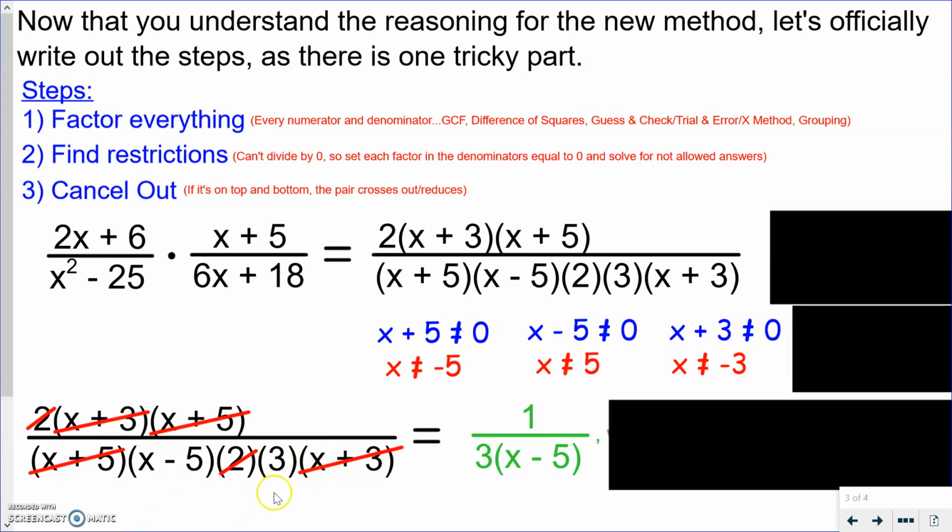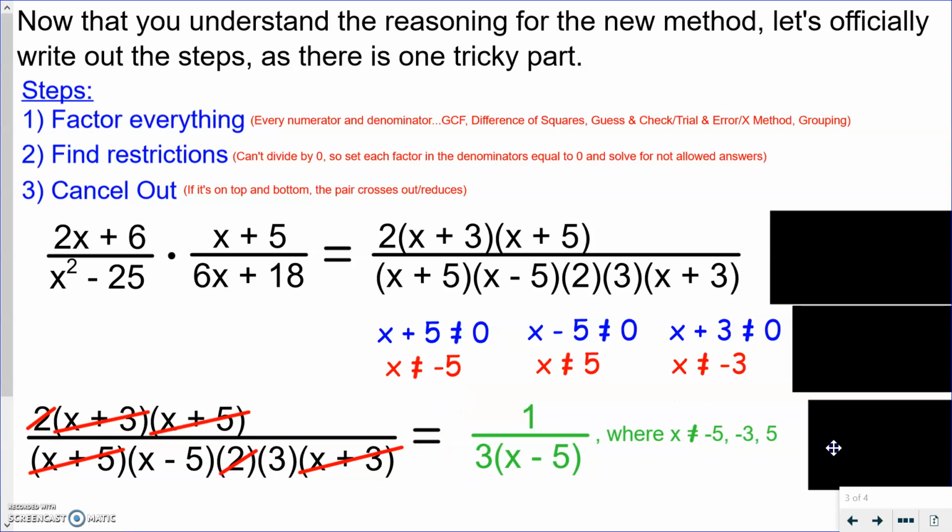The bottom has 2 things, so we just leave them alone. You do not have to multiply it out or FOIL or anything. The only things I have to multiply are single things. So if there's like a 3 and a 6 somewhere else, I'd multiply to get 18. Once you have your final answer, for good habit, write your restrictions, where x cannot equal negative 5, negative 3, and positive 5, where I got these right here. So this right here is my final answer.